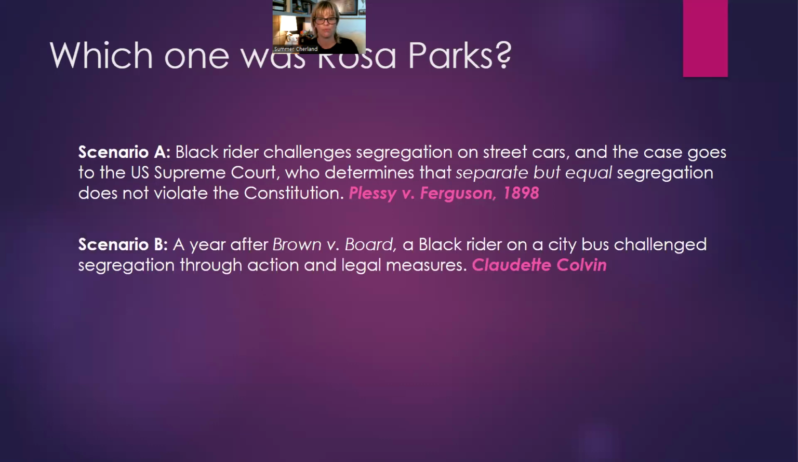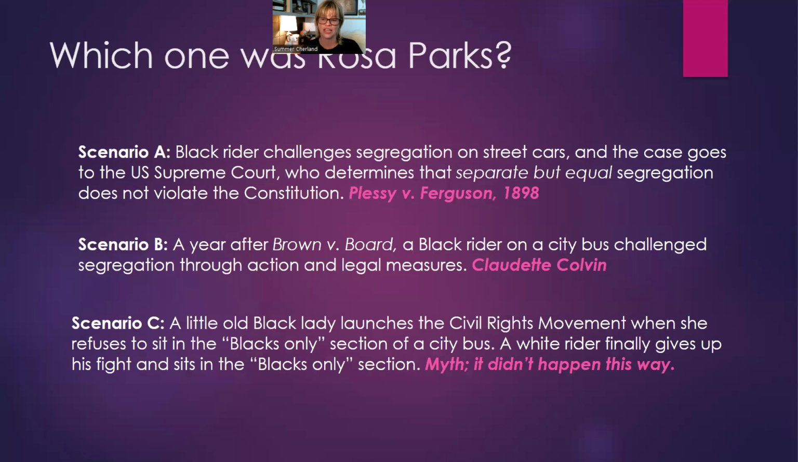Okay, maybe you thought it was scenario B. A year after Brown v. Board, a black rider on a city bus challenged segregation through action and legal measures. This is the closest to Rosa Parks we have, but there's more to the story here, and here's what we're going to talk about today. This story is about Claudette Colvin. Now, how many of you have heard of Claudette Colvin? Some of you may have, many of you may have not.